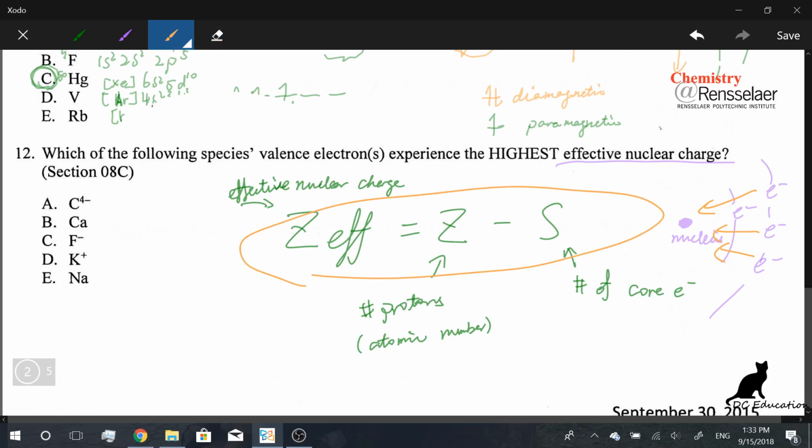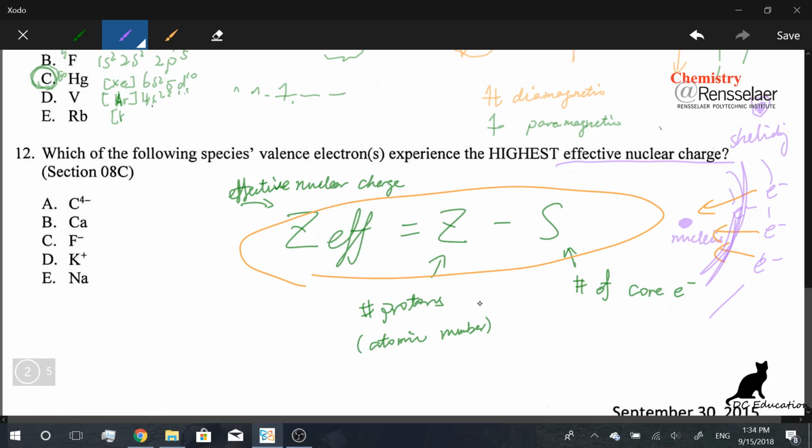So it's like the protons in the middle minus the number of core electrons, which does the shielding effect, if you remember the shielding effect. Maybe I'll draw a shield. I hope that's a good enough shield. Okay, that's the shielding effect of having those electrons.